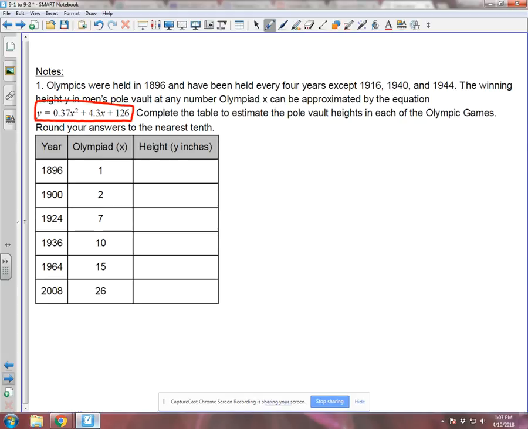They're telling me the year, right? They're telling me what number Olympiad. So, for example, 1896 is the first Olympiad. 1900 is the second Olympiad. 1924 is the seventh Olympiad. Does everybody see that? So what do I need to do to fill in this side?